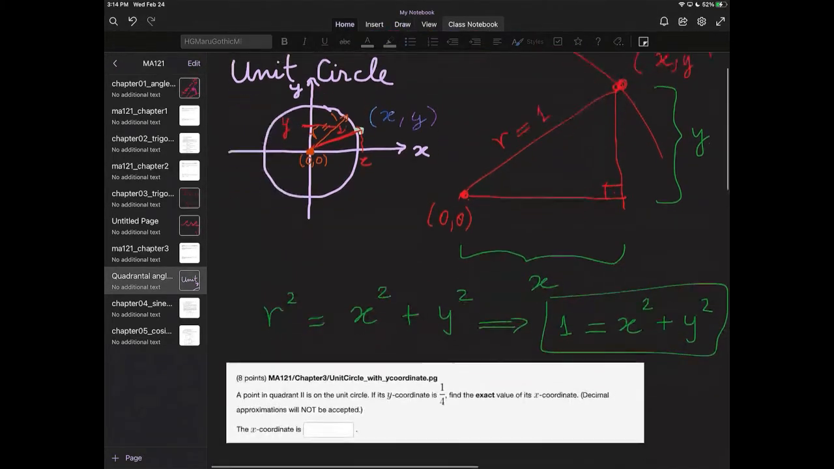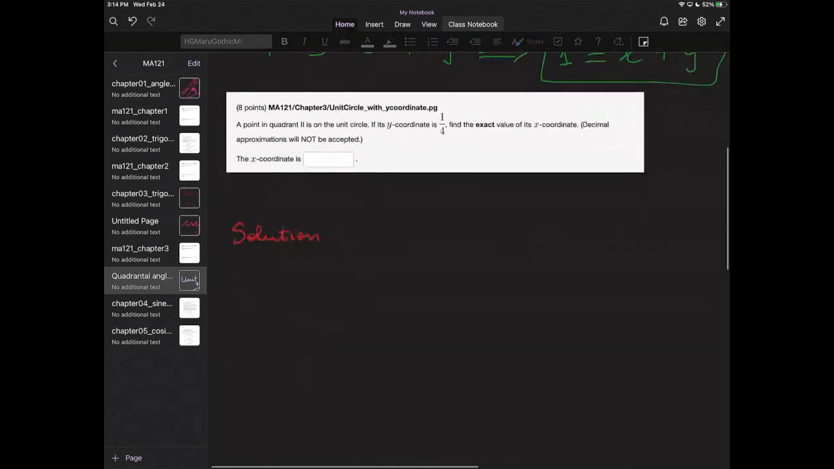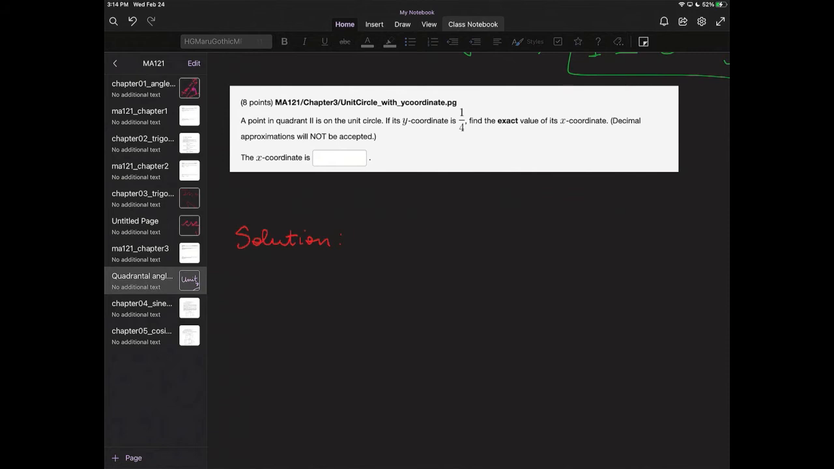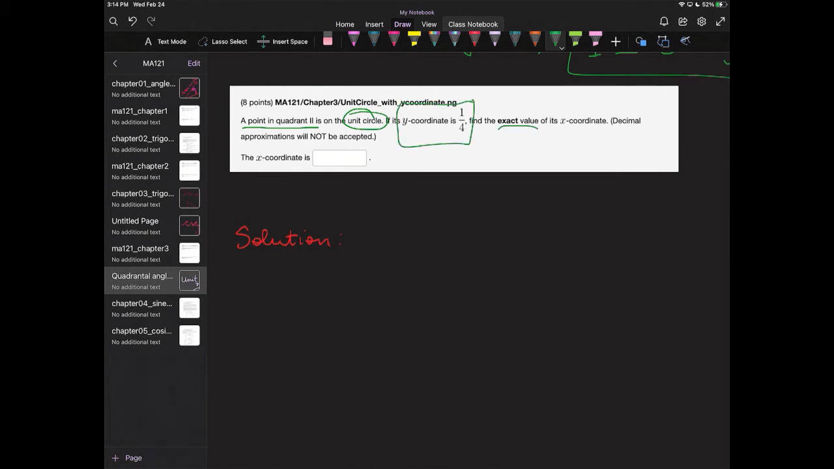So here is one of the last problems that you have in the homework that was open last week. So here's something. You have a point in the second quadrant, and that point is on the unit circle. Okay, so you know what the coordinate y of the point is. We need to find the exact value of the x coordinate, right? So there is a point x and y. We don't know yet what x is, but y is given.